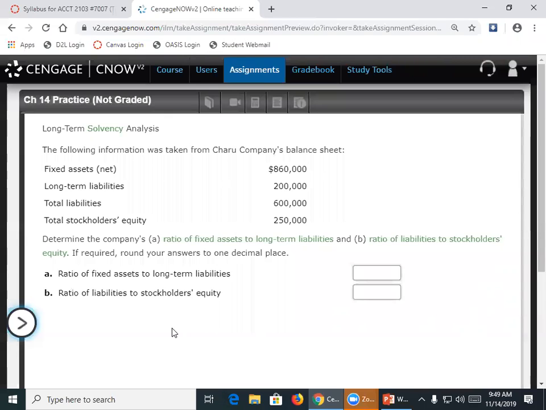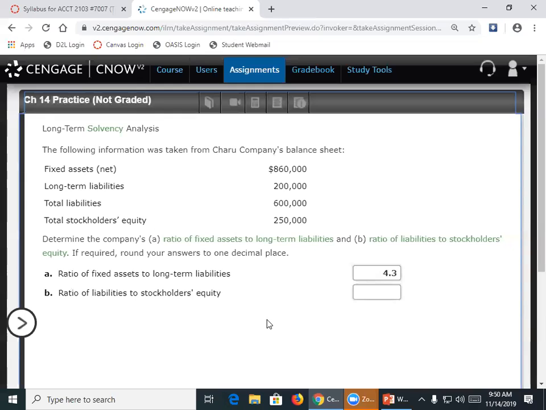Part A, ratio of fixed assets to long-term liabilities. So there we are truly just taking our net fixed assets and dividing by long-term liabilities. So 860,000 divided by 200,000. So you should get what, 4.3? Okay, so we have 4.3 times net assets over liabilities. Again, the higher this ratio is, the better it is. That means we have more assets than we have long-term debt. So if the company were to go under and we had to liquidate everything, we would be able to pay off all our debt and still have equity.